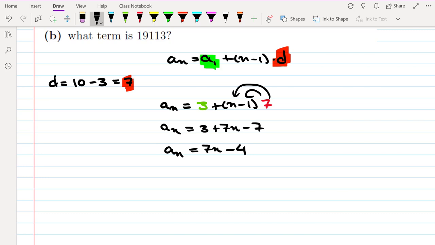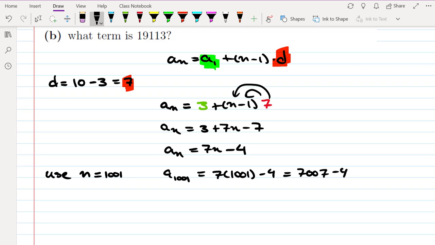Now we're ready to answer the question. What is the 1001st term of this sequence? We use n equals 1001. We put that in, so a sub 1001 is 7 times 1001 take away 4, which is 7007 take away 4, so we get that it is 7003.